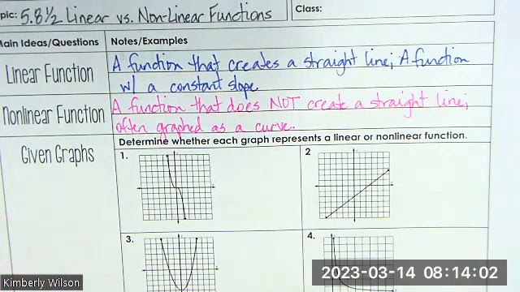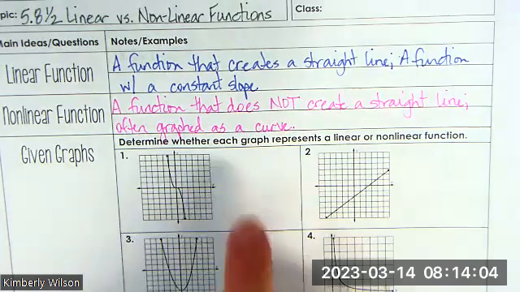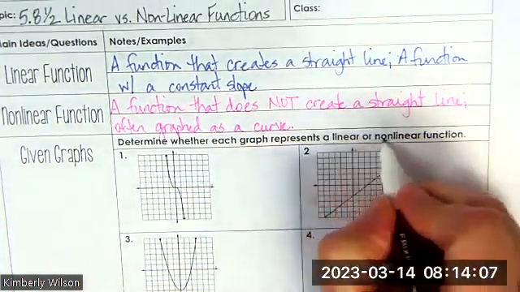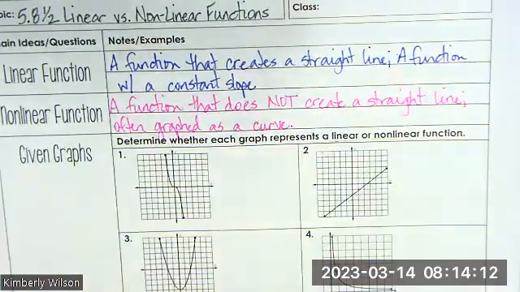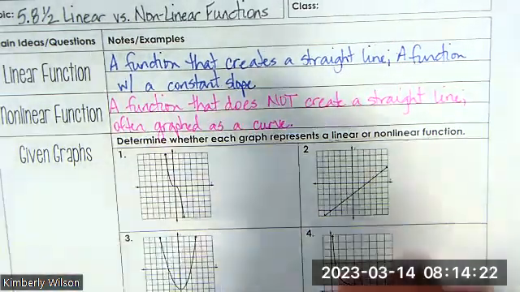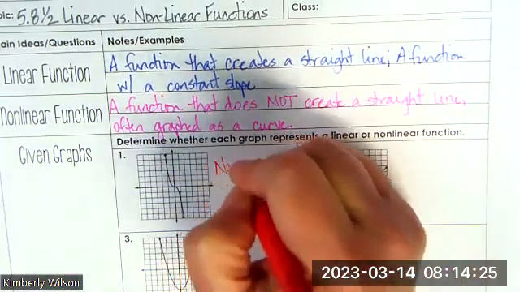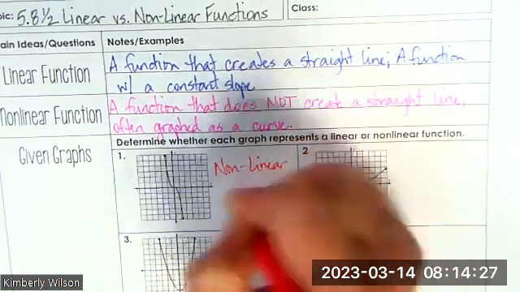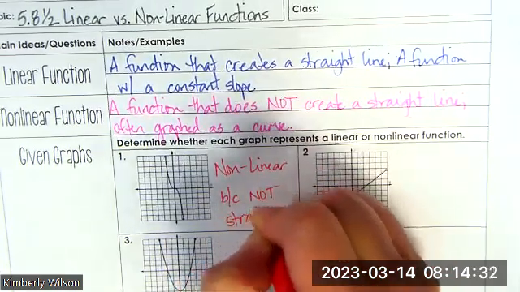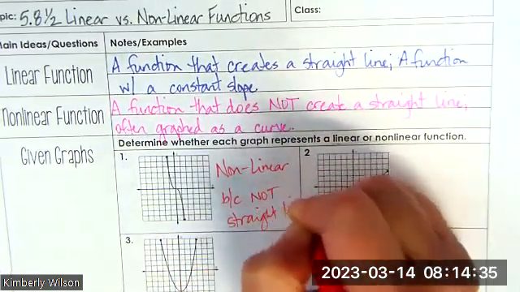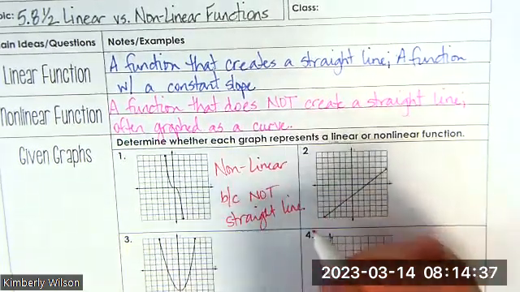All right, let's look at a couple of examples. We're determining whether each graph represents a linear or non-linear function. I've got a brown marker that's not wanting to work, so that one will go the wayside to the trash. For number one, when I look at it, is it a straight line? It is not a straight line, so this is classified as non-linear because not a straight line.